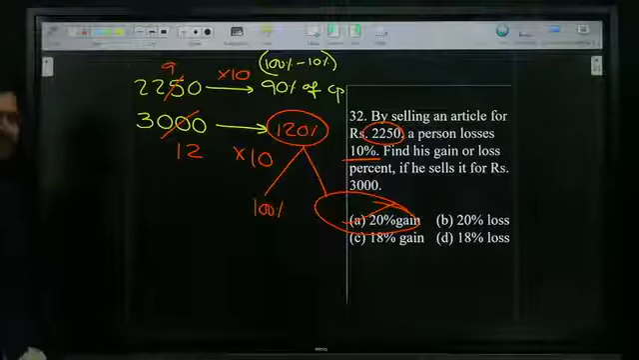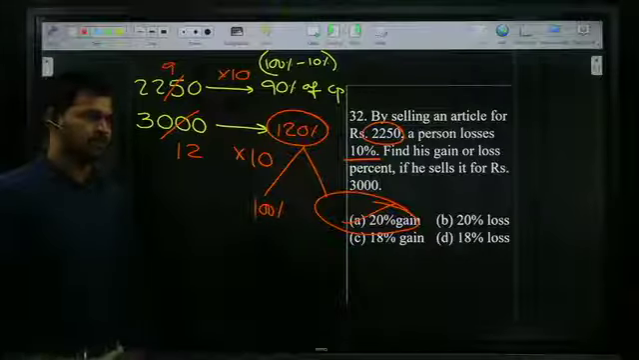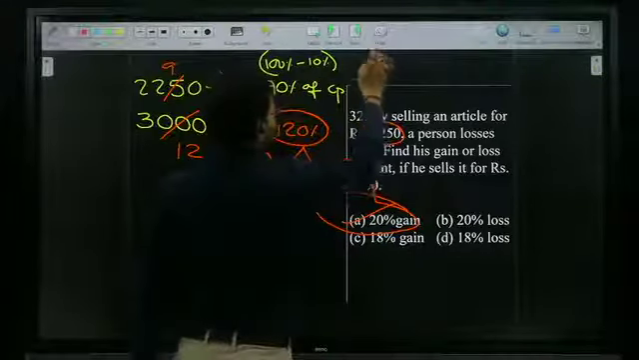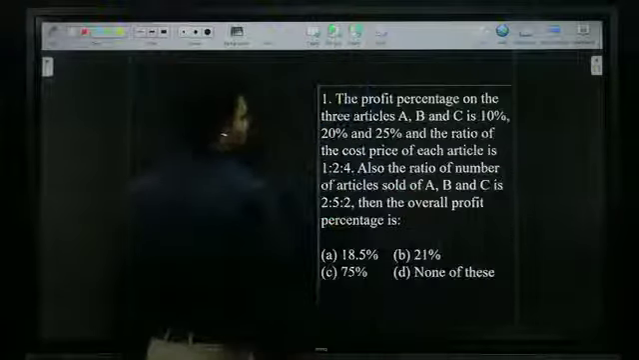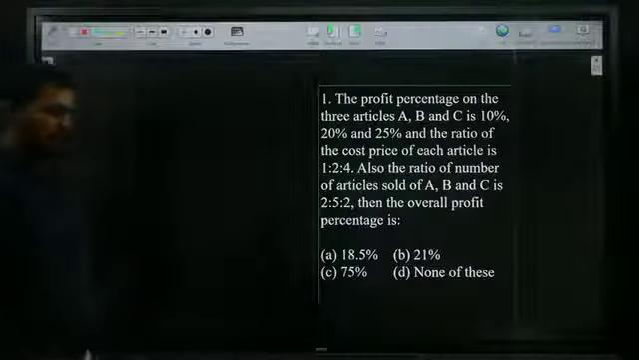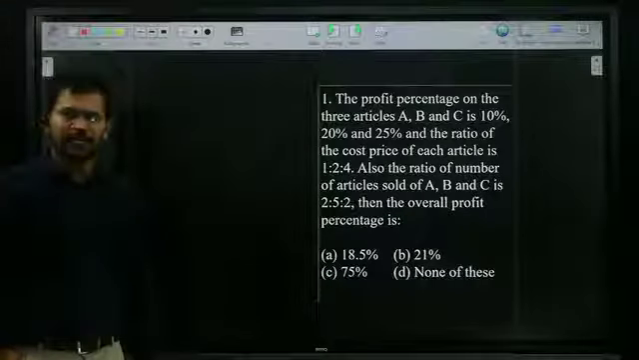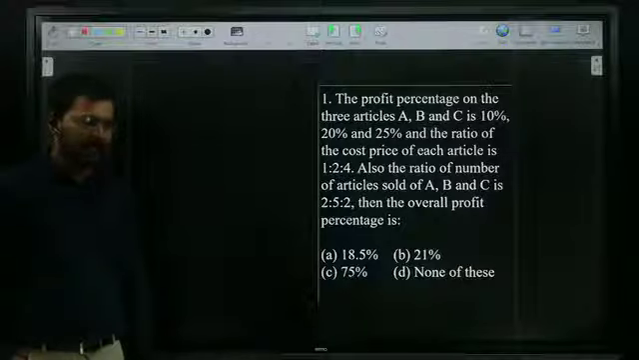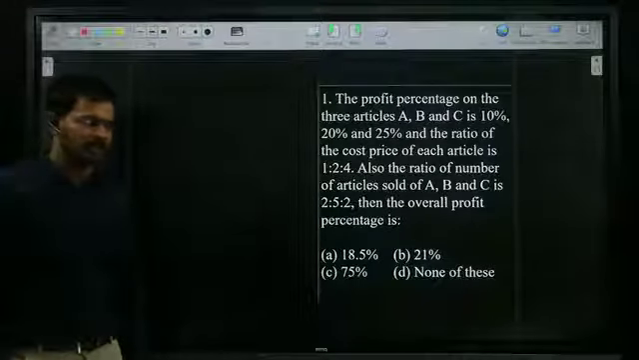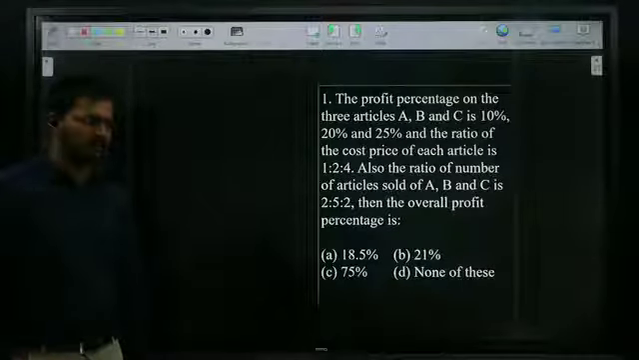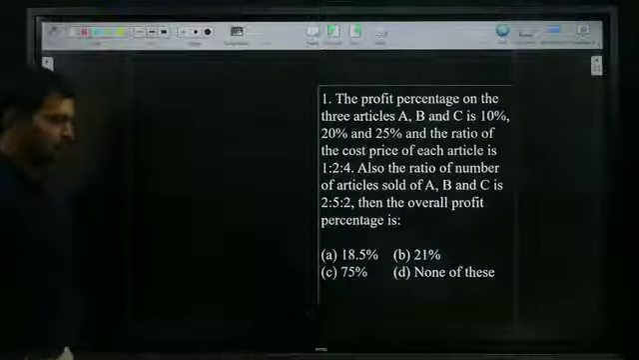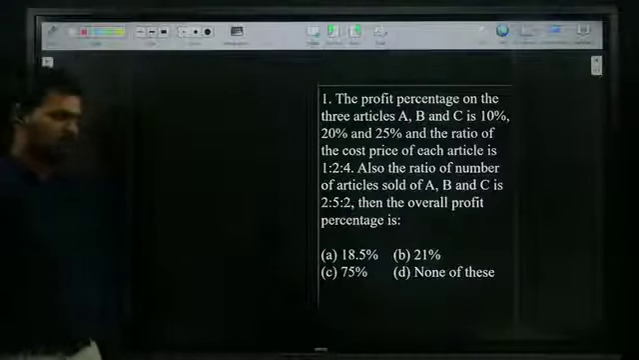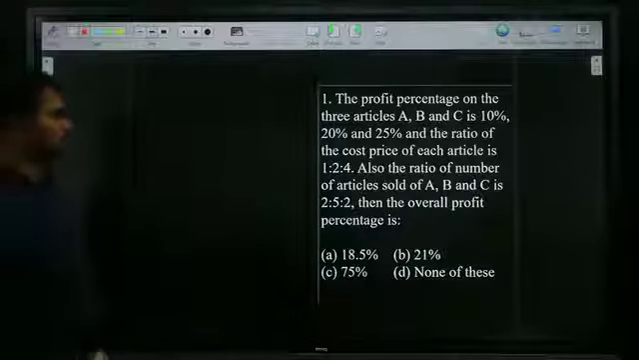Shall I move to the next question? All of you understood? Okay. So these are second handout questions. The second handout is also uploaded on the website. First handout completed. So this is the first question in the second handout.